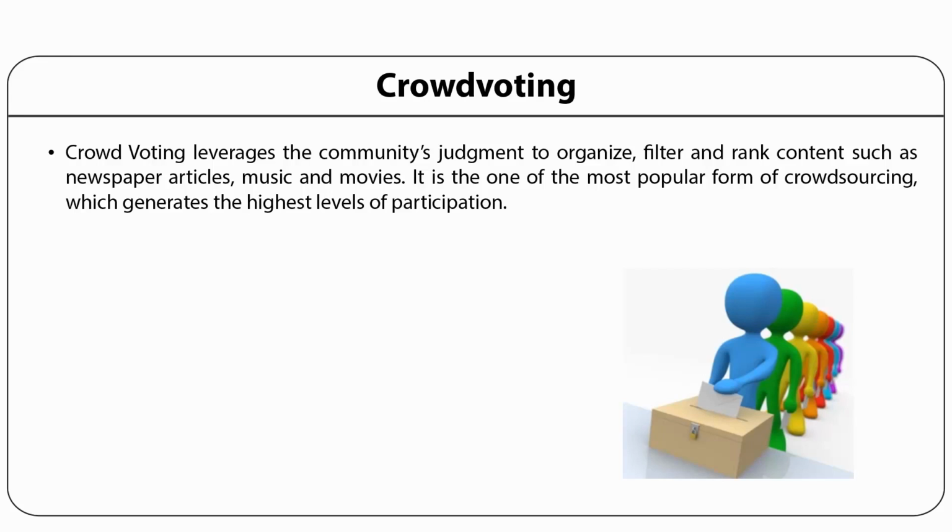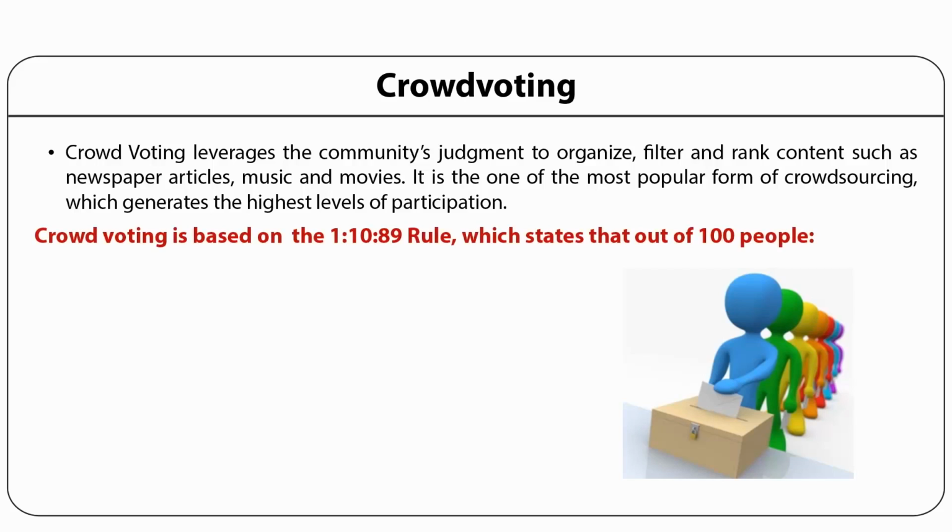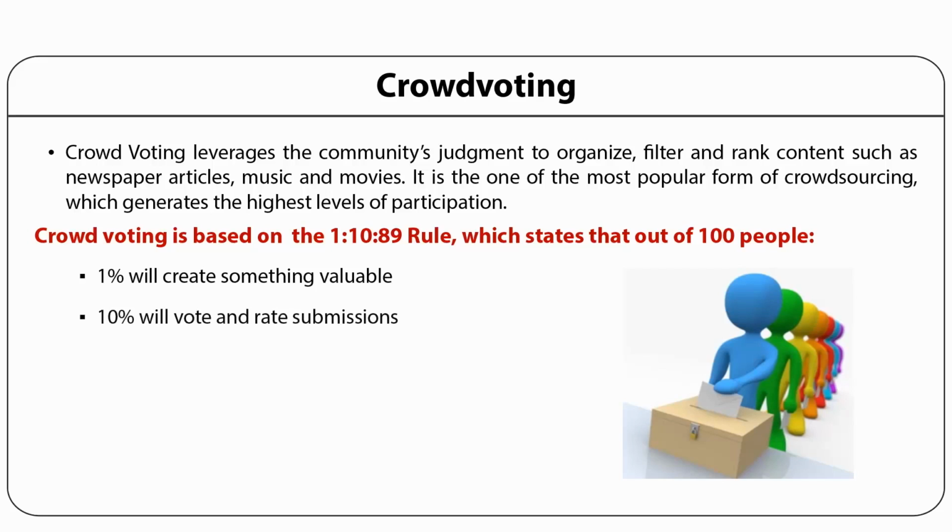The internet offers various mechanisms to perform voting, rating of articles by end users, or computer-driven algorithms that assess popularity via links and page views. Reality TV shows offer another example of crowd voting. We call American Idol the largest crowd voting ever conducted. Crowd voting is based on the 1:10:89 rule, which states that out of 100 people, one person will create something valuable, 10% will vote and rate submissions, and 89% will consume the creation.